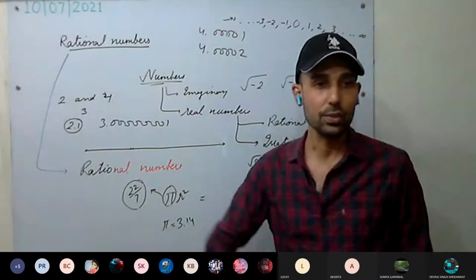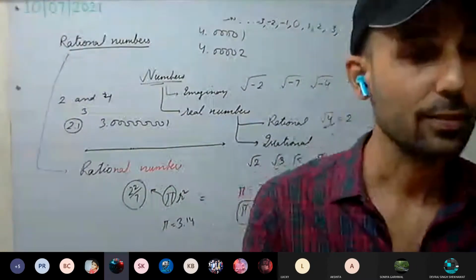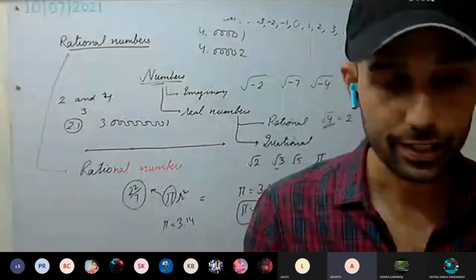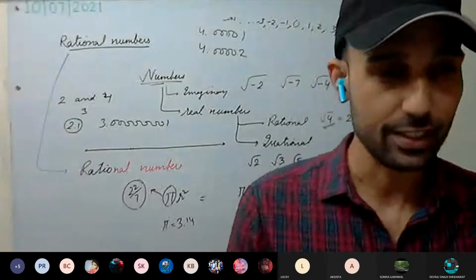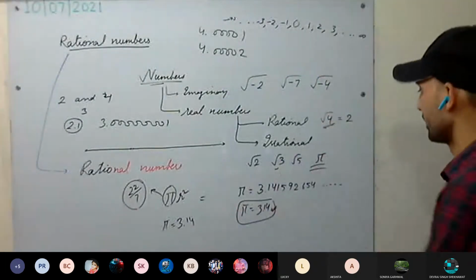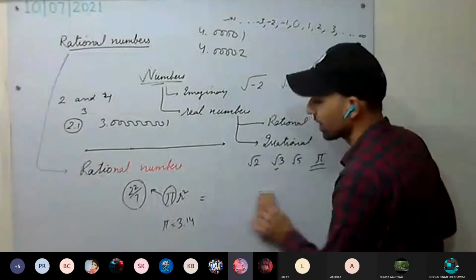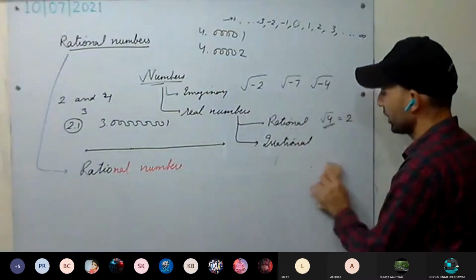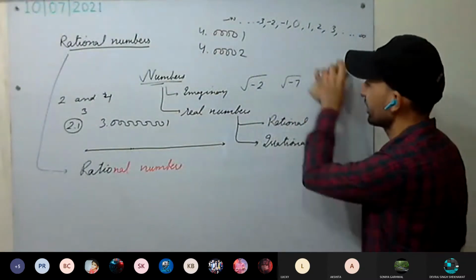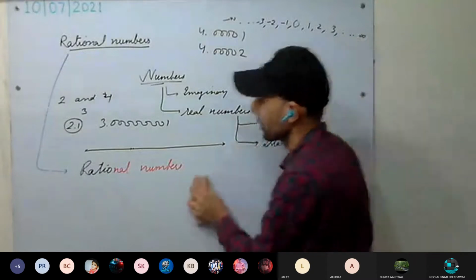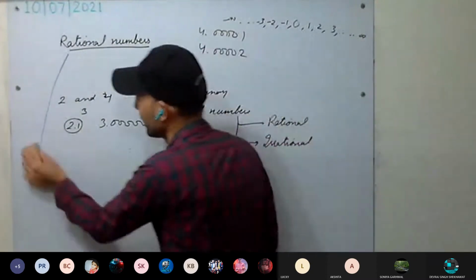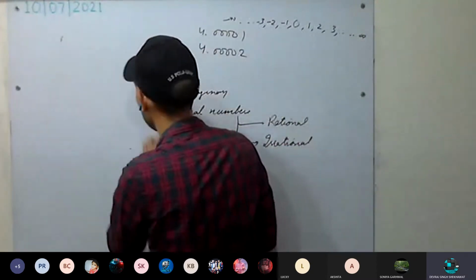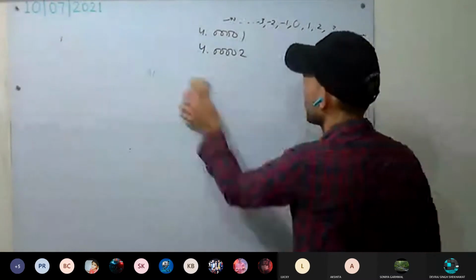Now you understood? This is mainly taught in higher classes. You have learned it very early. Mainly in the higher classes, students don't know this one, but you know this. So rational numbers are clear? Yes, sir. Okay.